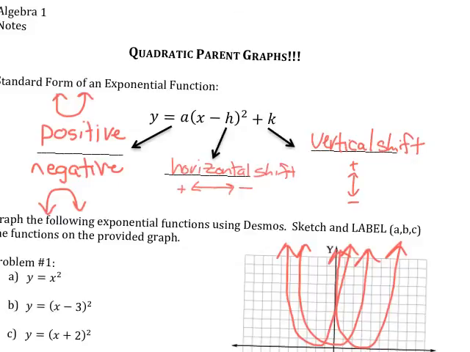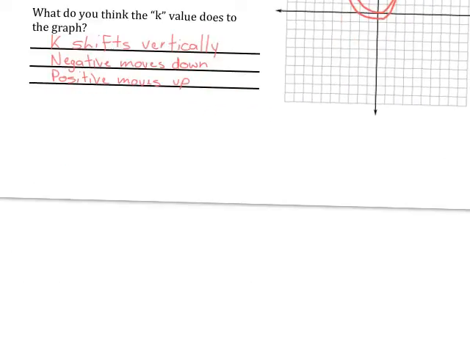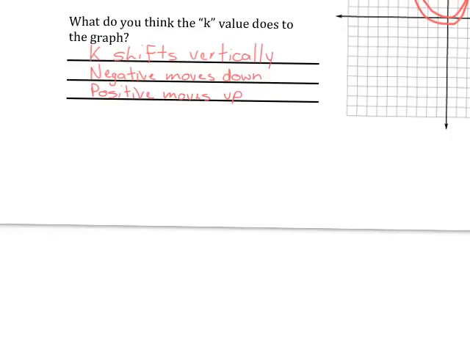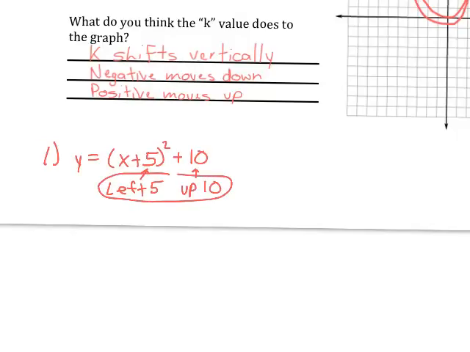Okay, so let's just practice really quick down at the bottom. We're going to do just a couple examples. So say we had y equals x plus 5 squared plus 10. The plus 5 in the middle is going to tell you left 5. The plus 10 is going to tell you up 10. So this would be your answer, left 5, up 10.